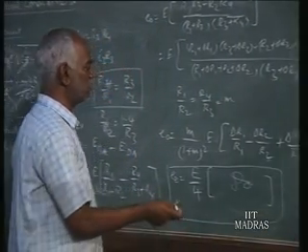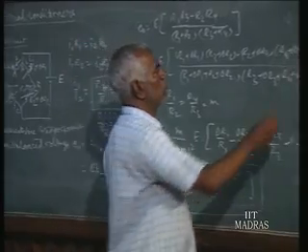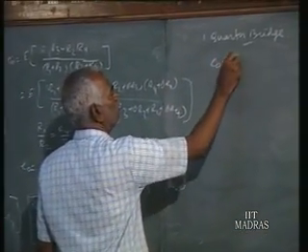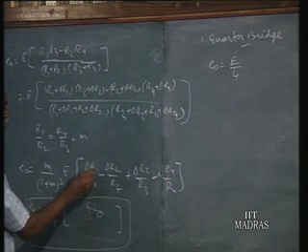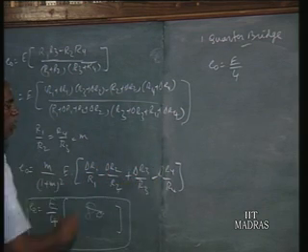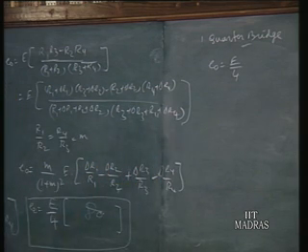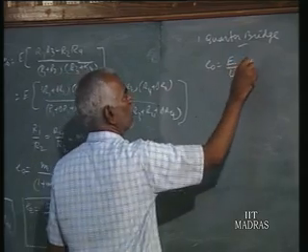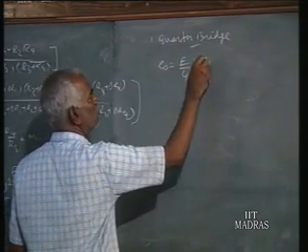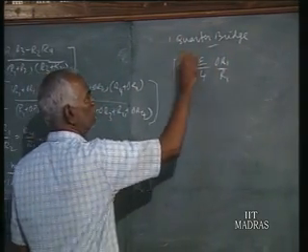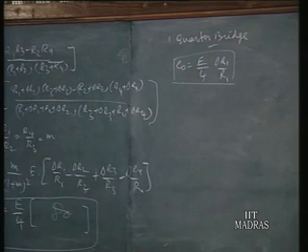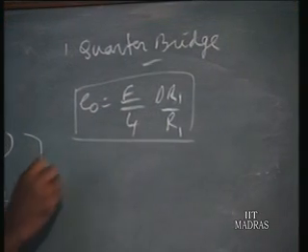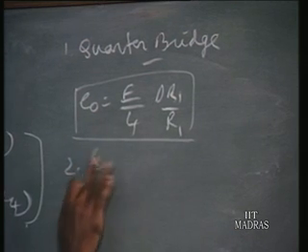Under quarter bridge, what is the voltage output? So that is EO is equal to E by 4 into delta R1 by R1, where delta R1 alone exists, all the other 3 are zeros because it's a quarter bridge. This is simple. In quarter bridge, voltage output is equal to E by 4 delta R1 by R1, the relative change of resistance.